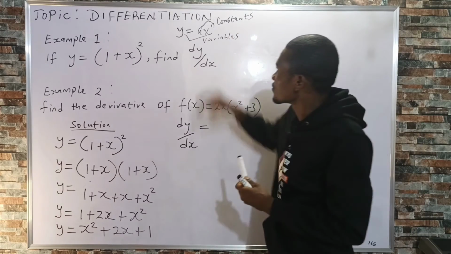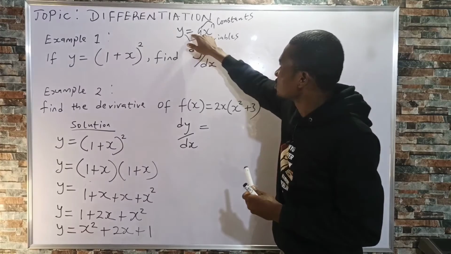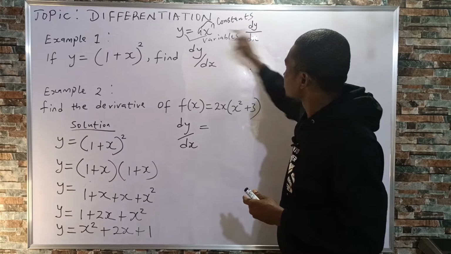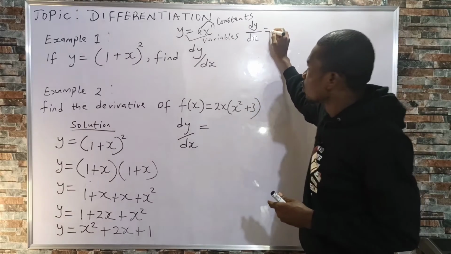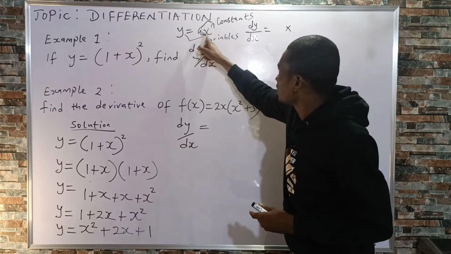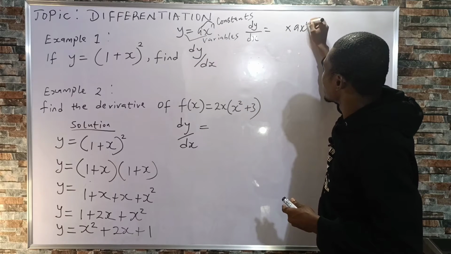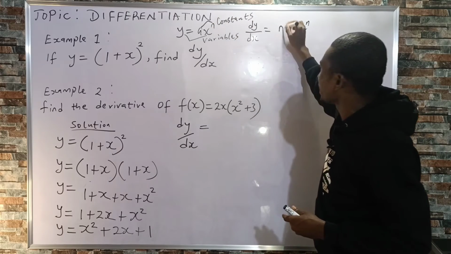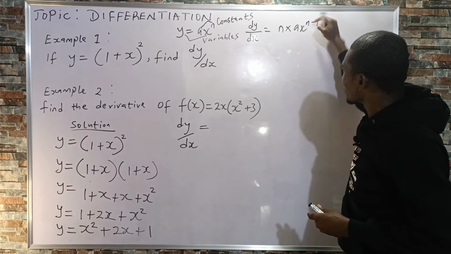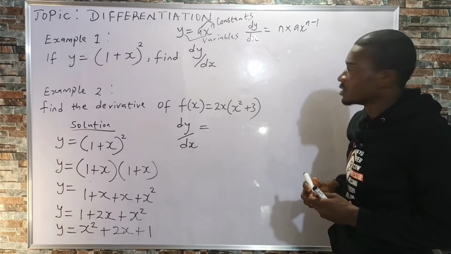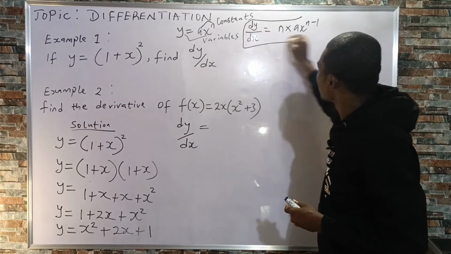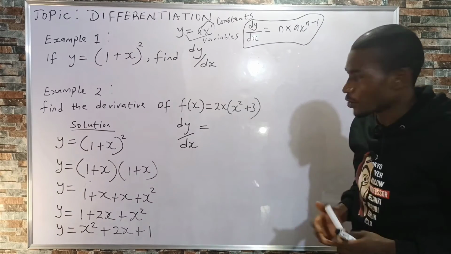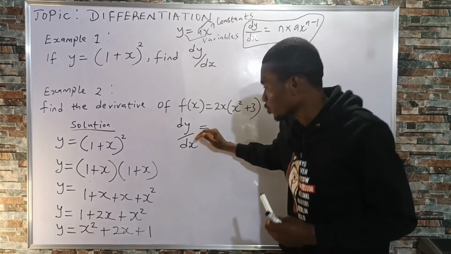So whenever we have a given function like this, to differentiate it, we say differentiating y with respect to x will be equal to multiplying the term ax raised to the power of n by the original power of n. Then we subtract 1 from the original power of n. This is what we call the general formula for differentiating a function or finding the derivative of a given function. So that is what we want to apply here.